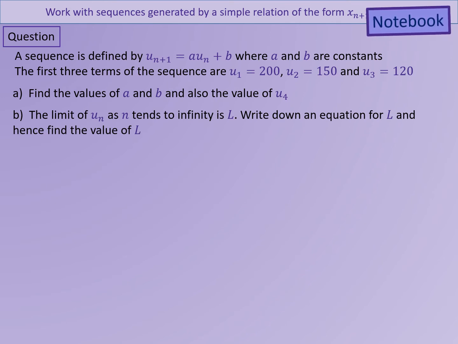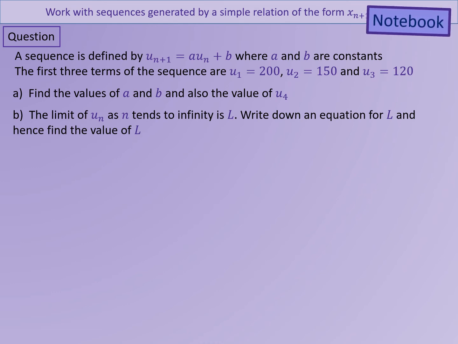We're now going to consider a slightly longer example. Here we are given a sequence defined using a recurrence relation: u(n+1) = a times u(n) + b. a and b are constants in this case. So we know that to find the next term in a sequence, we always take the previous term, multiply by a constant a, and add a constant b.